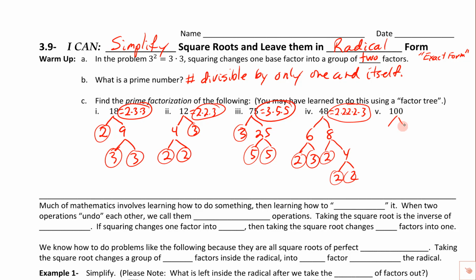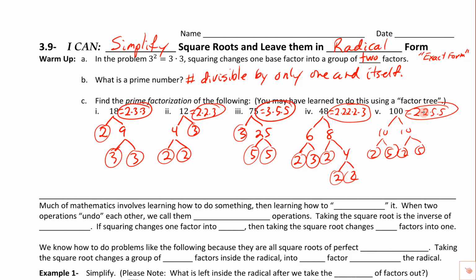And then if we were to do 100, you probably would do 10 times 10, 2 and 5, 2 and 5. So I'm going to write those down together. And you'll see why it's a good idea to write them down together in just a minute. So that would be the prime factorization for 100.